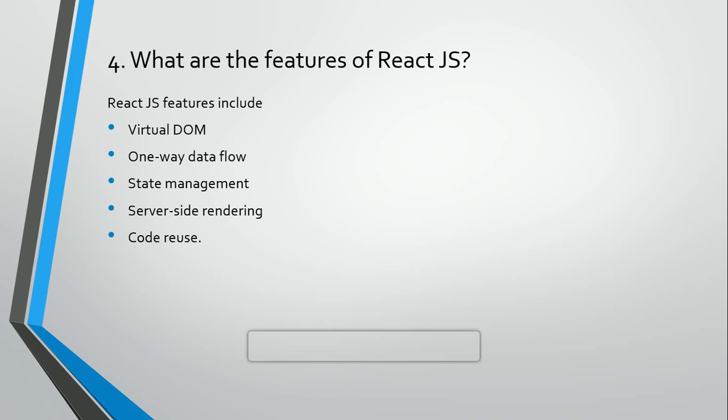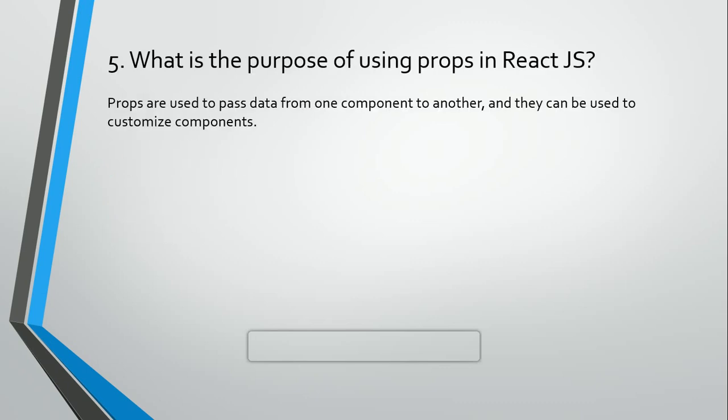Question number 4. What are the features of React.js? So look, React.js features include virtual DOM. As you all know, its advantage is that it uses a virtual DOM, one-way data flow, state management, server-side rendering, code reuse. Question number 5. What is the purpose of using props in React.js? A very basic question but it needs to be answered. Props are used to pass data from one component to another, and they can be used to customize a component.